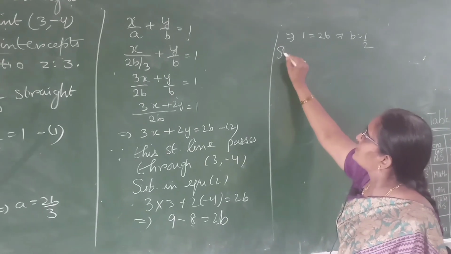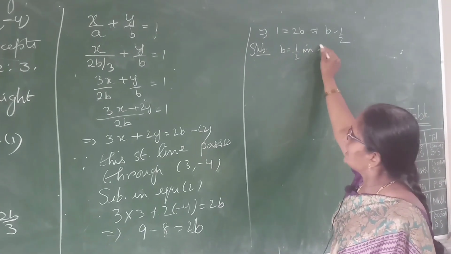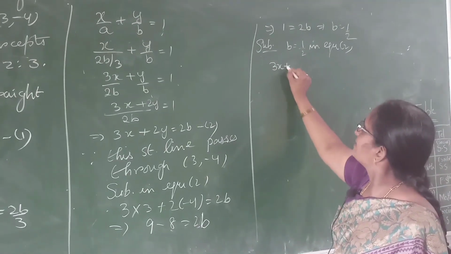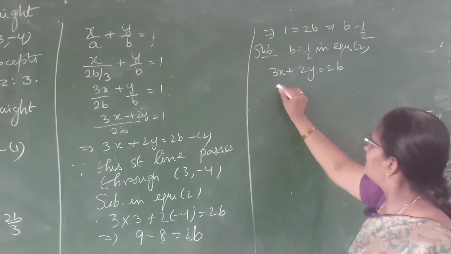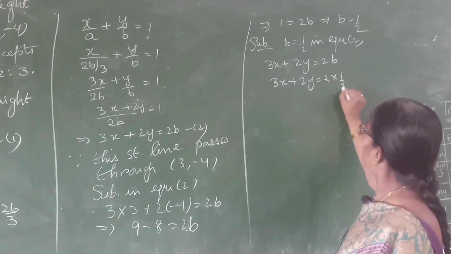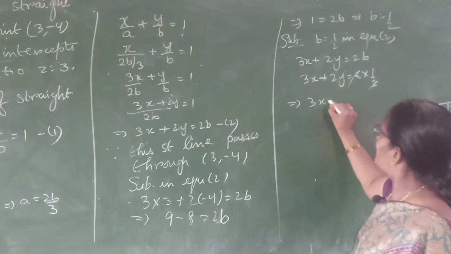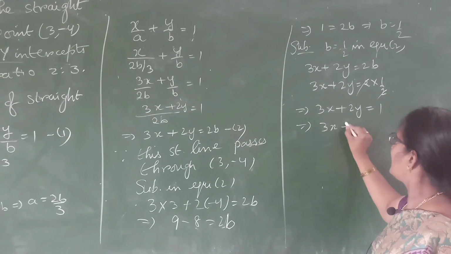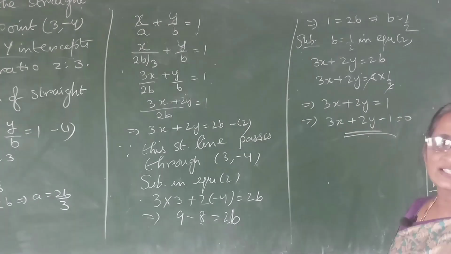Now, substitute b equal to 1/2 in equation 2, that is 3x plus 2y equal to 2b. So, what will you get here? 3x plus 2y equal to 2 into 1/2, 2 gets cancelled. So, 3x plus 2y equal to 1, which implies 3x plus 2y minus 1 equal to 0 is the required straight line.